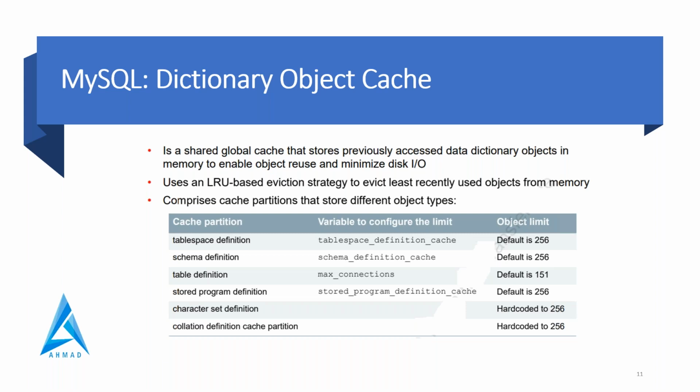So if you see that cache partition section, we have the tablespace definition, schema definition, table definition, stored program definition, character set definition, and collation definition cache partitions. And the limits are 256, 256, 151, 256, 256, 256, like that. Okay, and what are the variables to configure the limit? These are the variables which you can check in the database: tablespace definition cache, schema definition cache, max connection, stored program definition cache.